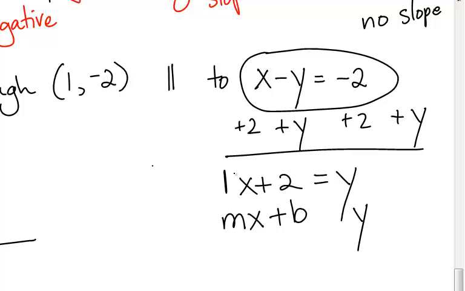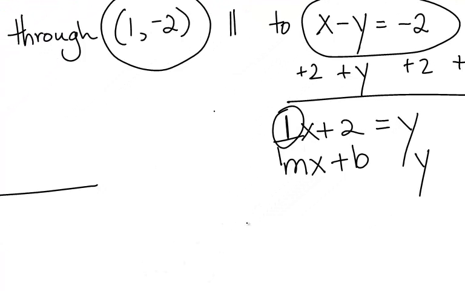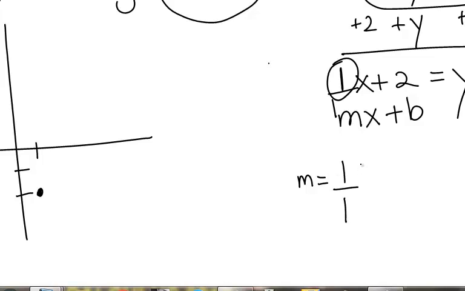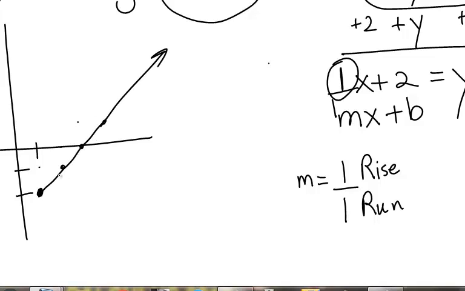It's got to be parallel to that line. What do you know about parallel lines? Same slope, right? So it's got to go through this point, and it's got to have a slope of 1. Okay, so from that point, you're going to go up 1, to the right 1. Slope of 1, you can write that as 1 over 1, rise over run. So go to the right 1, go up 1. Go to the right 1, up 1. Okay, and there's your line.